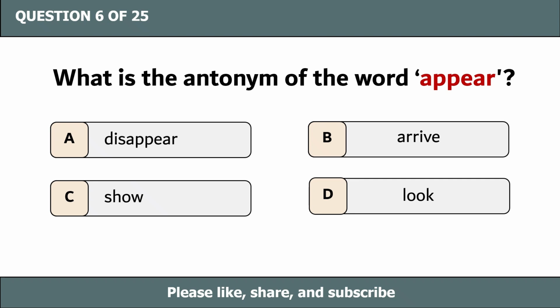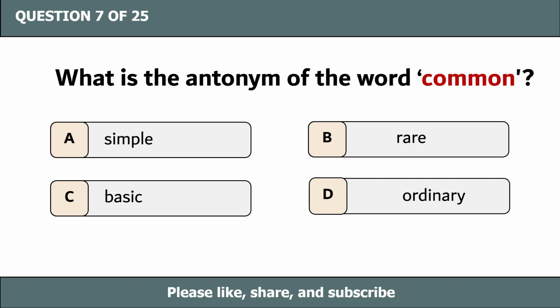Question 6. What is the antonym of the word appear? The correct option is A. Disappear. Question 7. What is the antonym of the word common? The correct option is B. Rare.